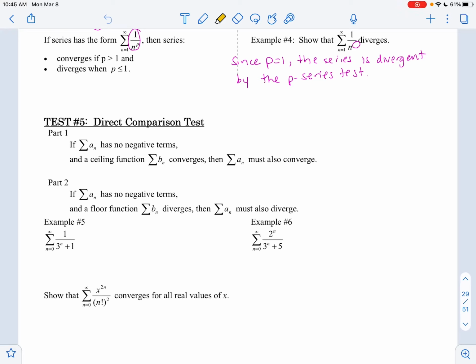Okay guys, so test number 5 is the direct comparison test, which should sound familiar to you because we've seen it before back in the improper integrals chapter. We didn't focus too much on it then. There's going to be another spin on it in this chapter, but it's essentially the same thing. We had videos on it recorded before, so you might want to go back and cross-check that one with this one, but it's essentially the same idea.